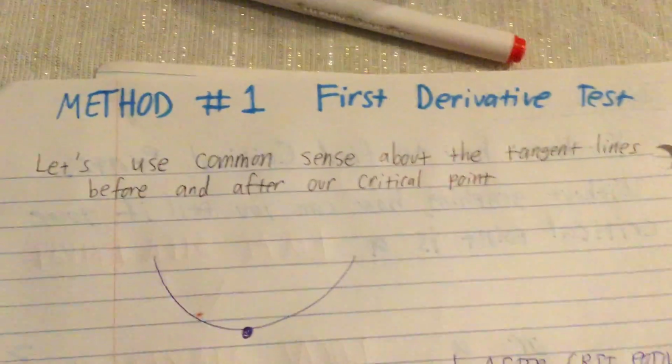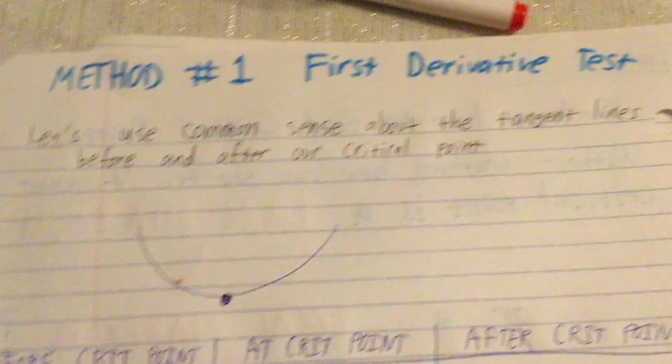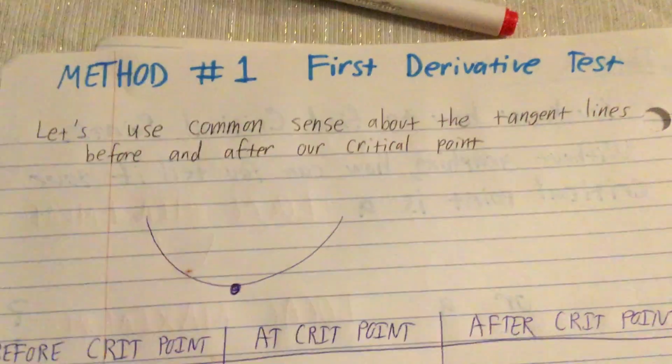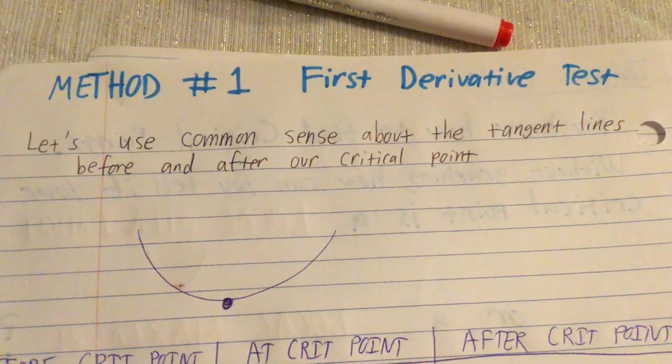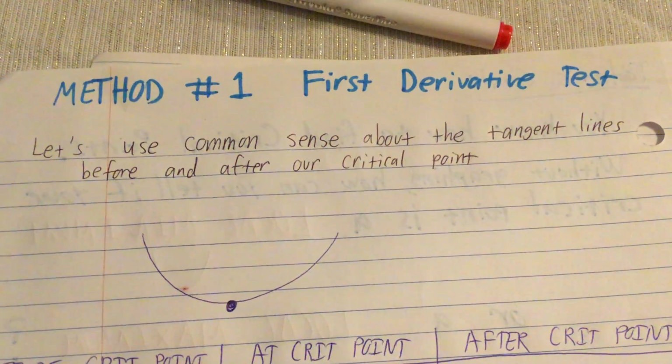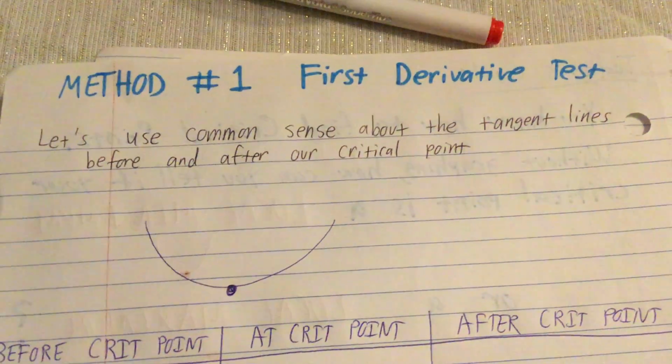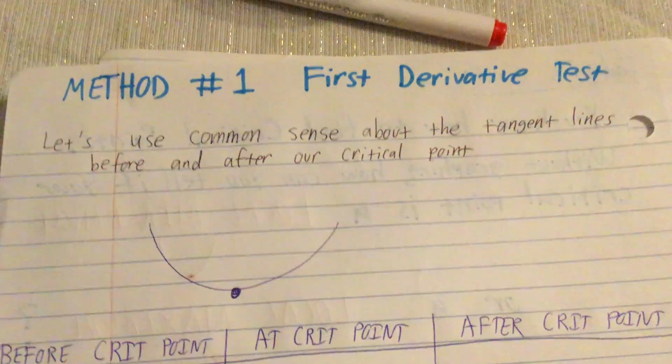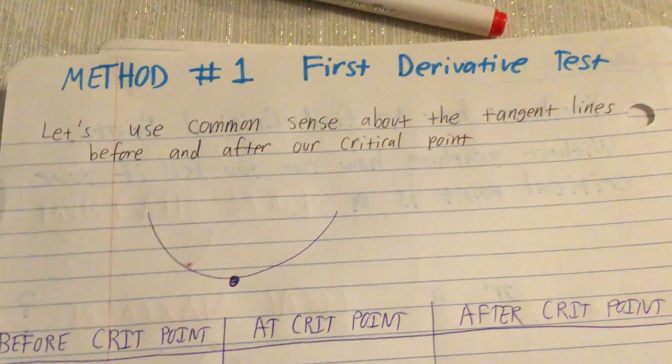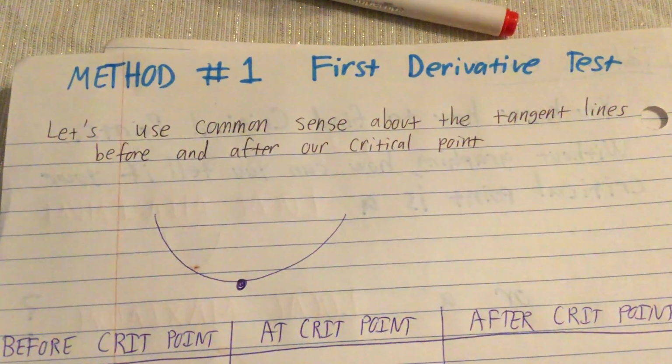Okay, so let's think. There's two methods. Today we're going to be focusing on the first method. That's what they teach you in college. The first method is what's called the first derivative test. The other method is called the second derivative test. So today is going to be on the first derivative test. Okay, let's get on with it.